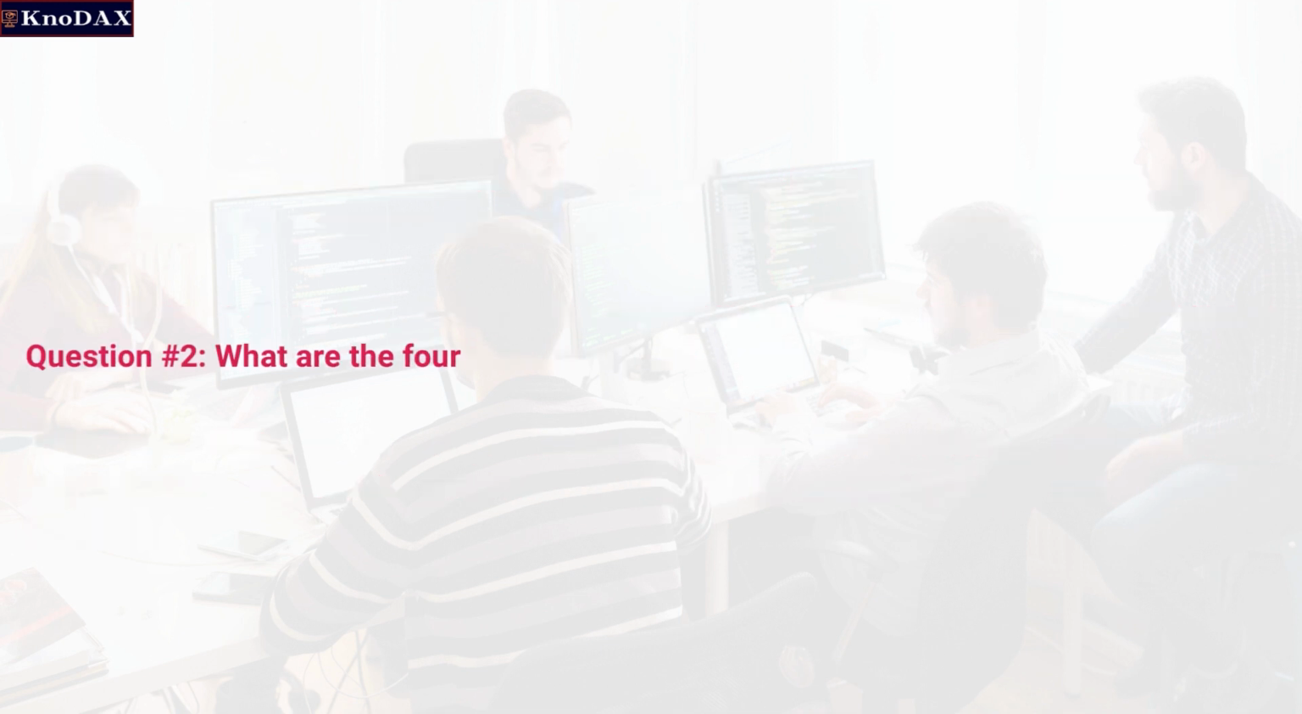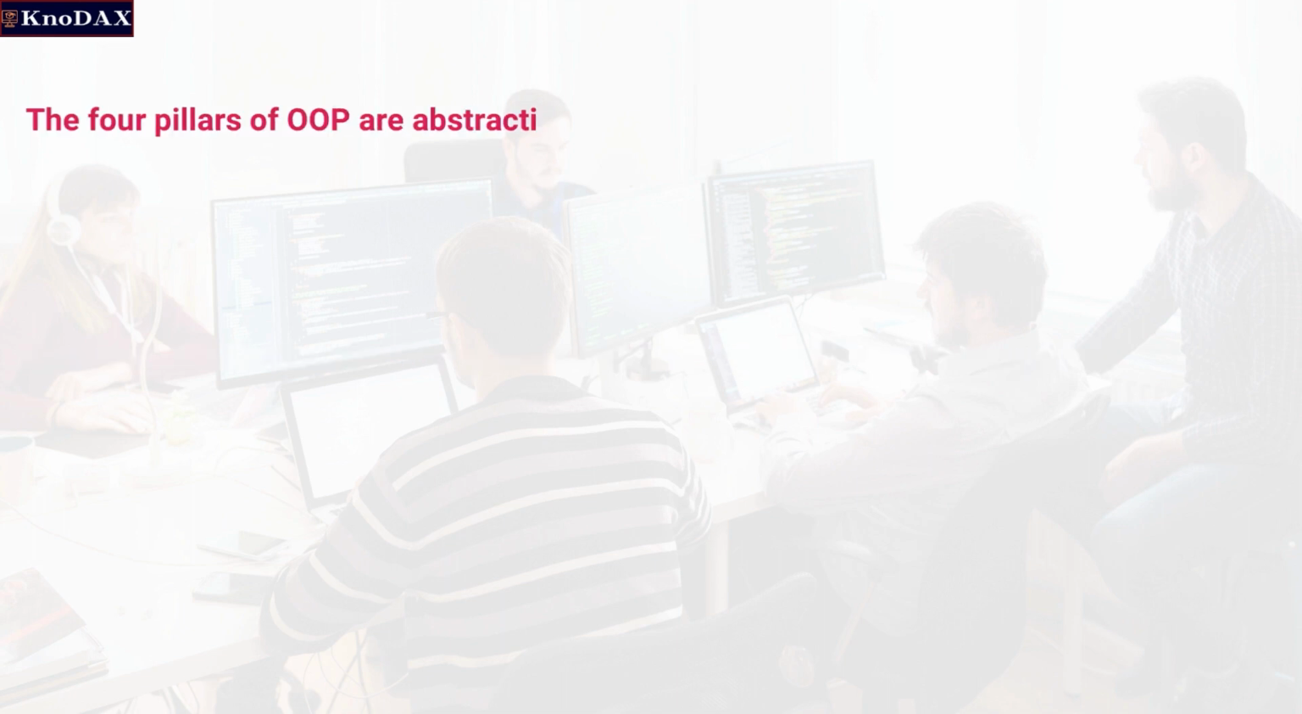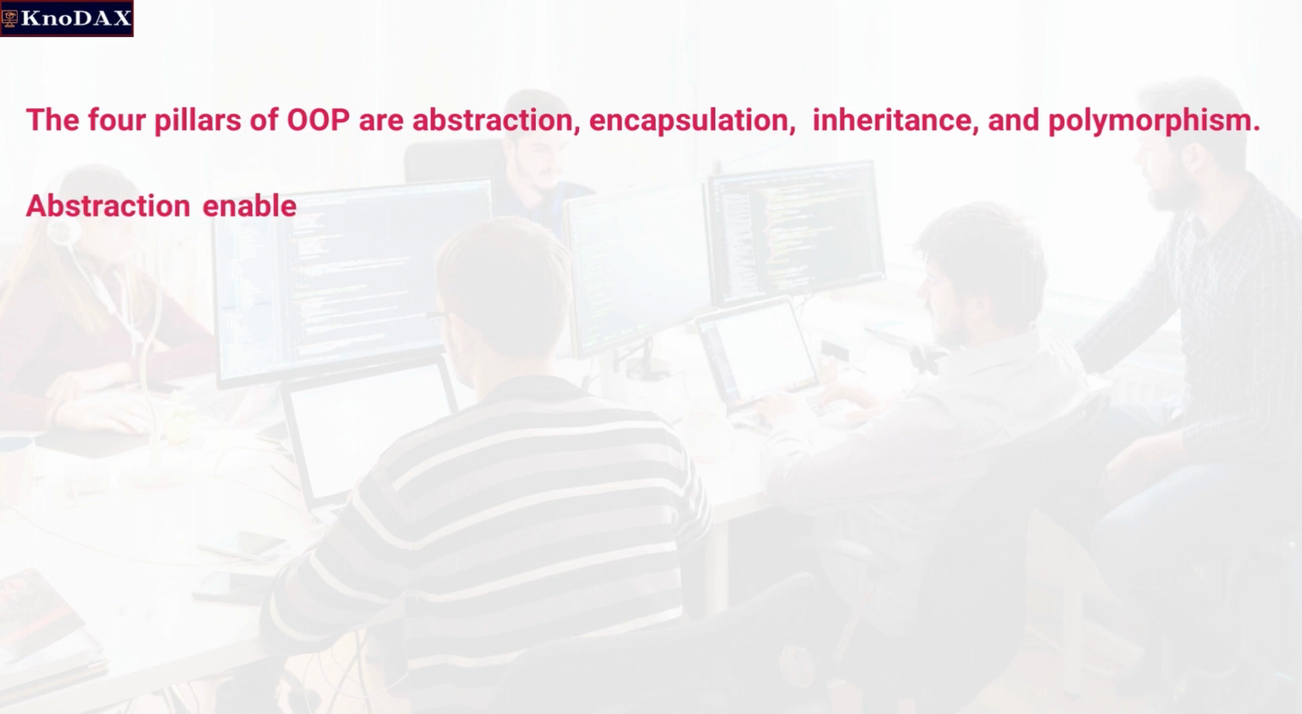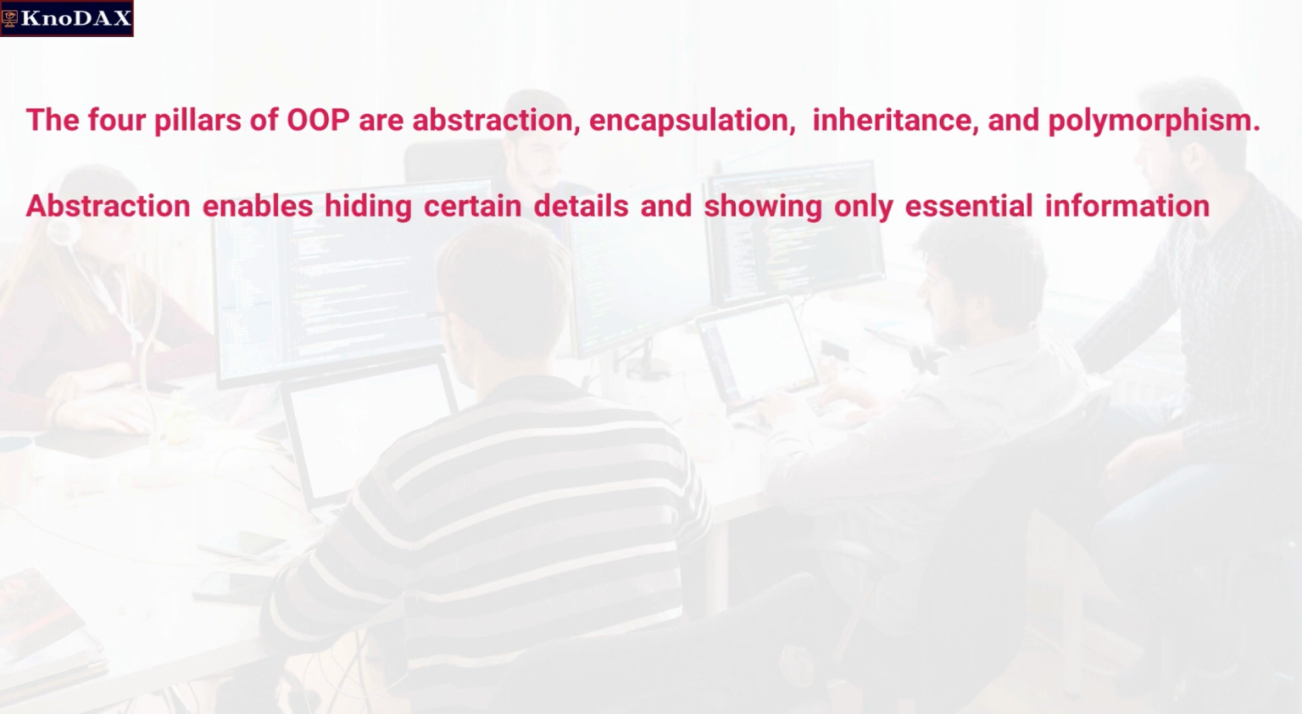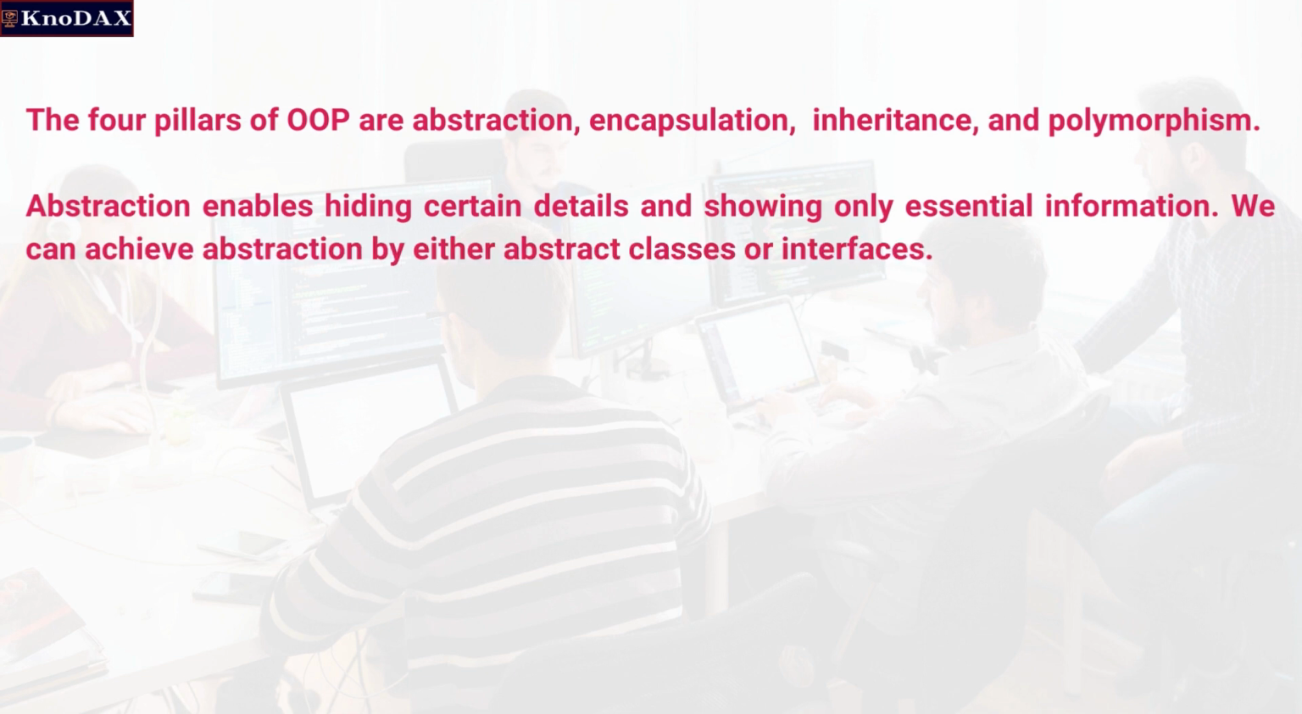What are the 4 pillars of OOP? The 4 pillars of OOP are abstraction, encapsulation, inheritance, and polymorphism. Abstraction enables hiding certain details and showing only essential information. We can achieve abstraction by either abstract classes or interfaces.